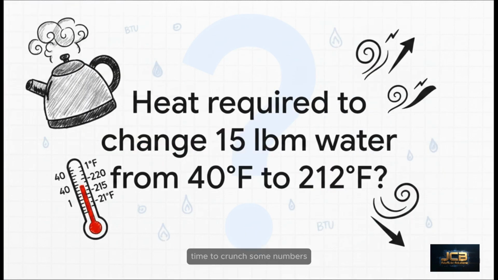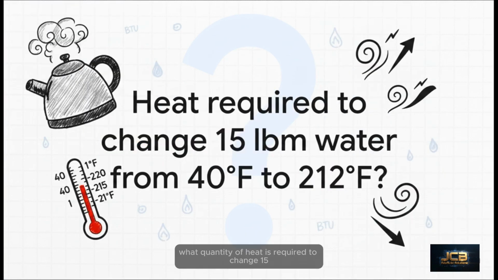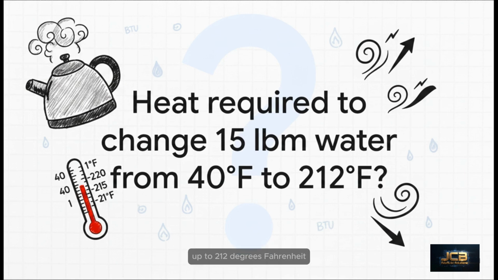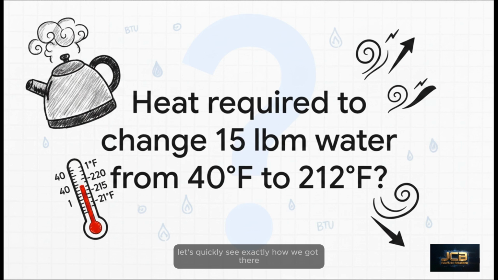Okay, time to crunch some numbers. What quantity of heat is required to change 15 pounds of water at 40 degrees Fahrenheit up to 212 degrees Fahrenheit? Is it A, 2,580 BTU, B, 5160, C, 1290, or D, 1890? Your 5 seconds starts now. The correct answer is A, 2,580 BTU. Let's quickly see exactly how we got there.